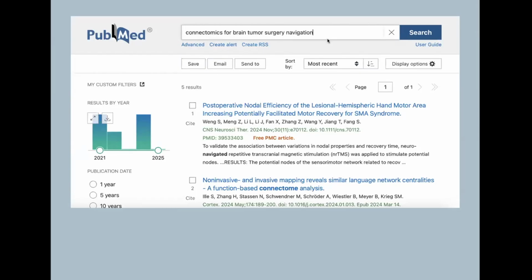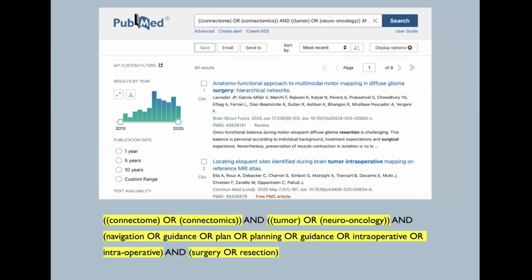The reason that a more precise search is going to be better than this search is something that you'll see on this slide. This is a very similar search, which I've pasted below here. It uses connectome or connectomics joined by the word OR. So it's going to include all studies that include either of these terms, and tumor or neuro-oncology, because it can be referred to in either way. This is going to be joined by, as you saw in the previous slide, the word navigation. So I added some synonyms of navigation with the words guidance, plan, planning, intraoperative or intra-operative. And then lastly, I joined that by surgery or resection.